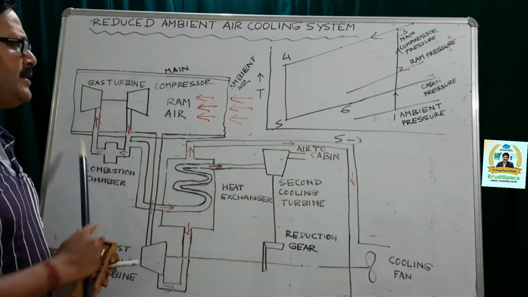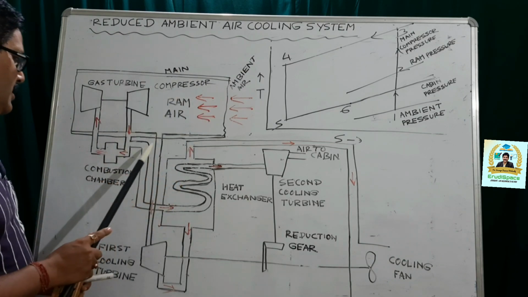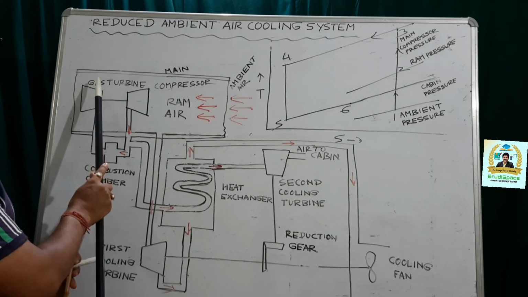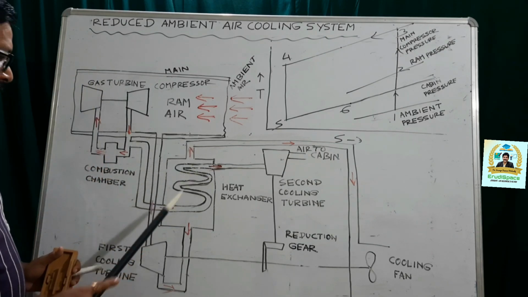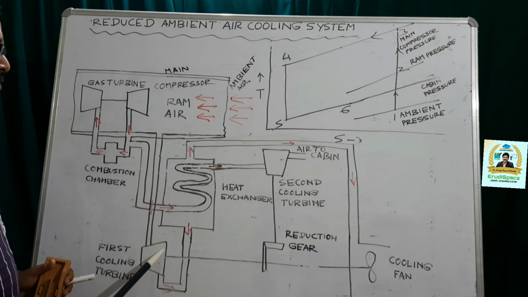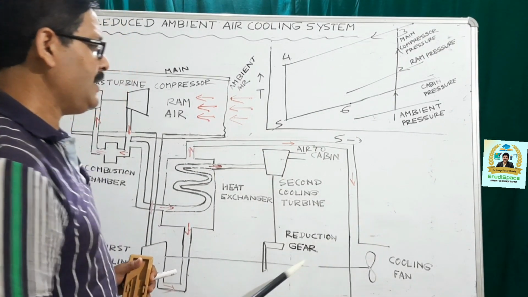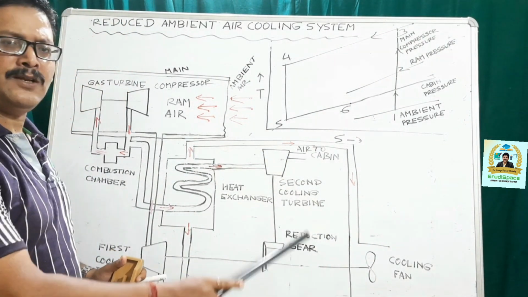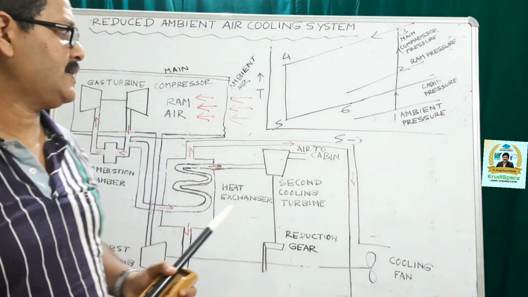So the different components of the system are your diffuser, your compressor, your combustion chamber, your gas turbine, then your heat exchanger. You have two cooling turbines, your first cooling turbine and second cooling turbine, then you have a cooling fan and you have a reduction gear arrangement. Now we discuss how the system actually works.